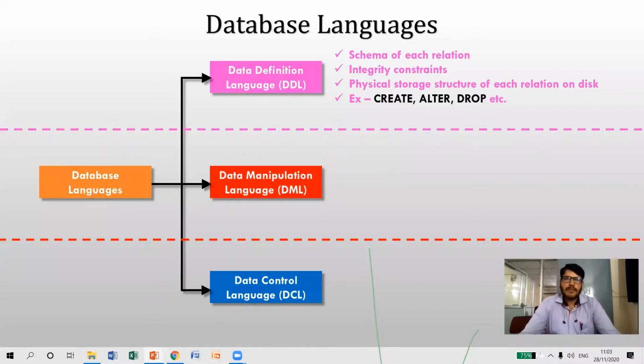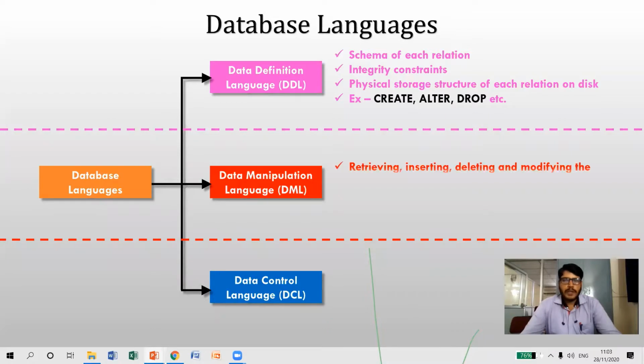By using these commands, we are able to create a skeleton structure. We are able to define the schema. We are able to apply the integrity constraints. We can apply conditions on the data. And also we are able to physically store our table structure on a hard disk.